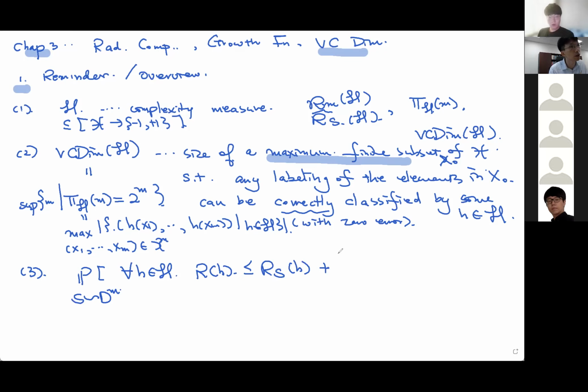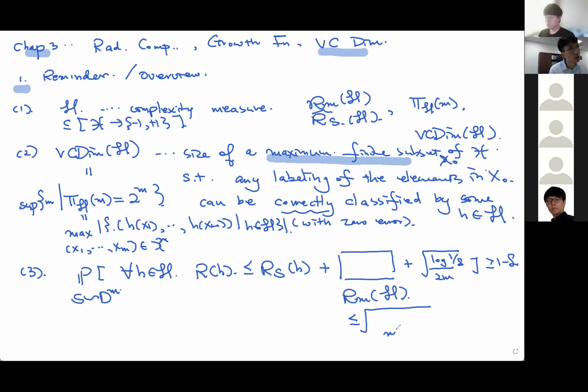One part of the slack is related to the complexity of our hypothesis class. The other comes from the use of a concentration bound, which is log of 2 over delta, over 2m. And the Rademacher complexity here is the Rademacher complexity of the hypothesis class H. When we talked about the growth function, we showed that this Rademacher complexity is bounded by the growth function, which is the square root of 2 log of the growth function over m.